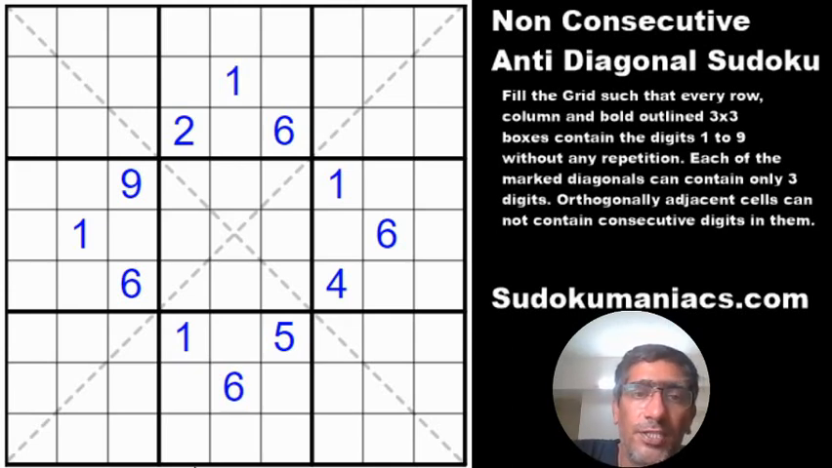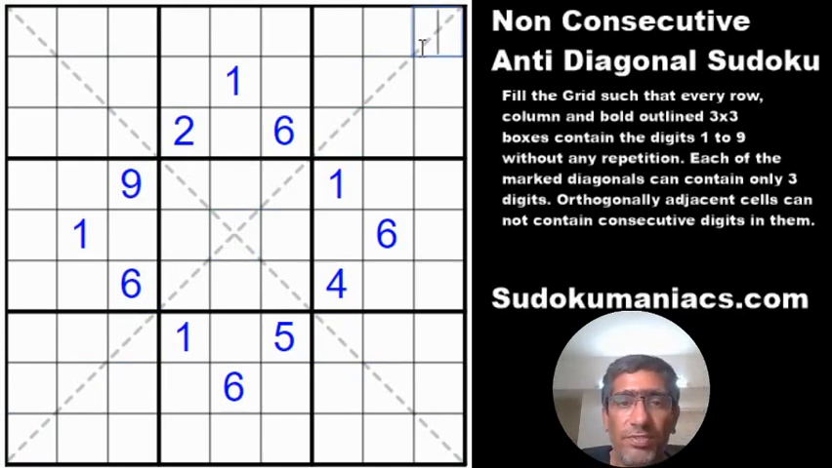rules, that is the digits cannot repeat in a row, column or a 3 by 3 box, adjacent cells cannot contain consecutive digits, like a non-consecutive Sudoku, and additionally the two main marked diagonals can contain only 3 digits. So basically these 3 digits will keep on repeating along the diagonal. Similarly, these 3 digits will repeat along this diagonal, and that is the rule for the anti-diagonal Sudoku. Now they are basically two different Sudokus, but here we have merged them into one.